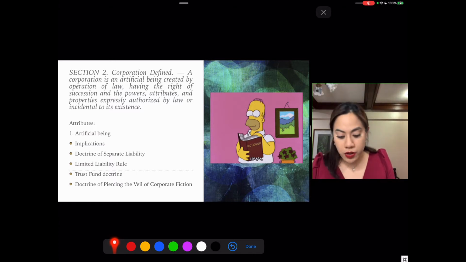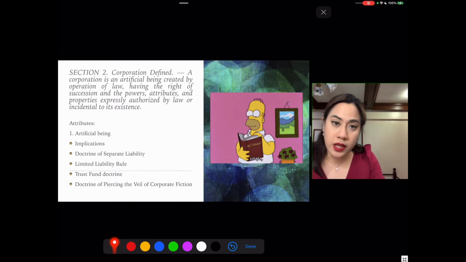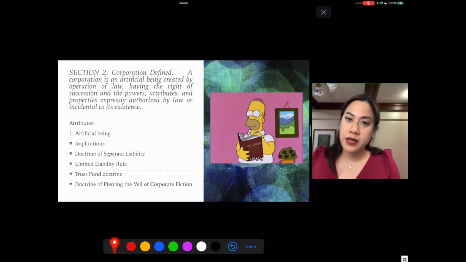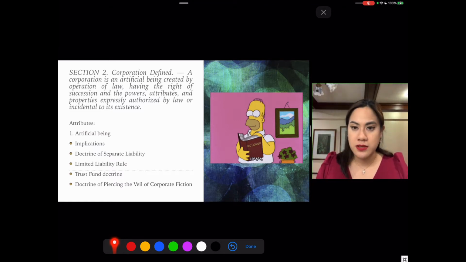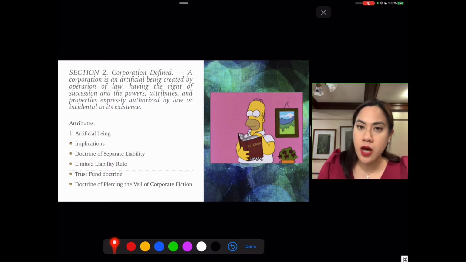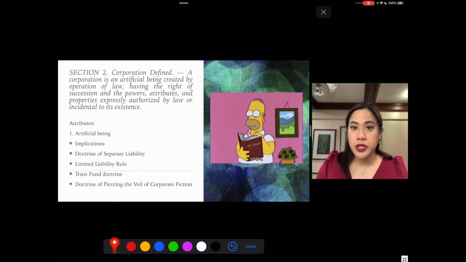Another feature of the doctrine of separate personality is that the changes in the individual membership do not affect its corporate existence. So that's also part of it. Because it's its own person, whether one of the stockholders dies does not change the fact that the corporation is still in existence. Another feature of it being an artificial being is that there is the limited liability rule. So this is similar to a limited partnership.